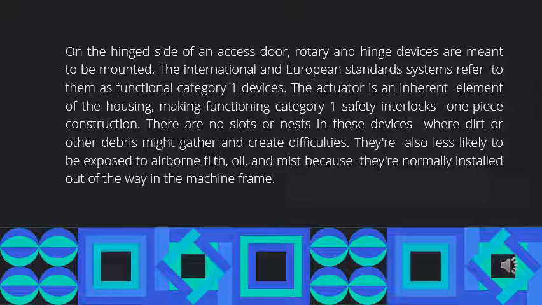The actuator is an inherent element of the housing, making the functional category 1 safety interlock one-piece construction. There are no slots or nests in this device where dirt or other debris might gather and create difficulty. They are also less likely to be exposed to airborne fuel, oil and mist because they are normally installed out of the way in the machine frame.